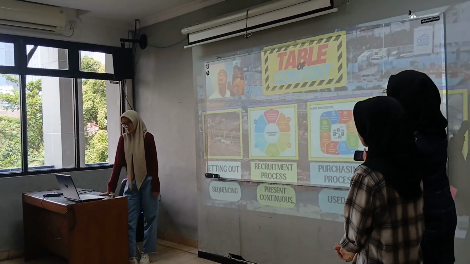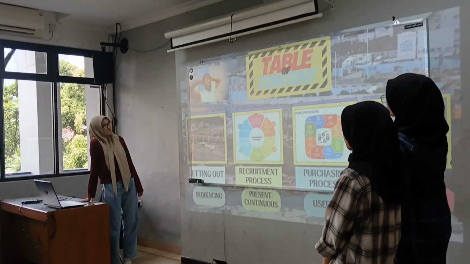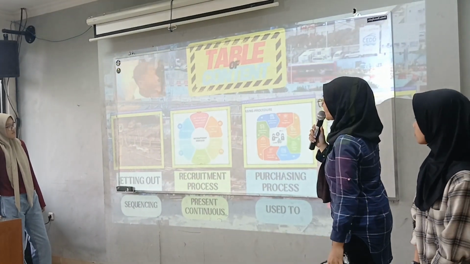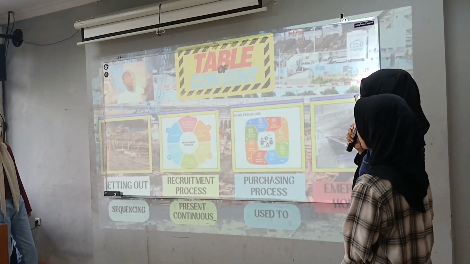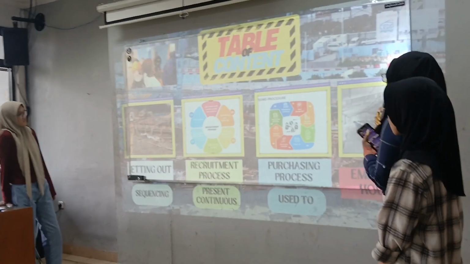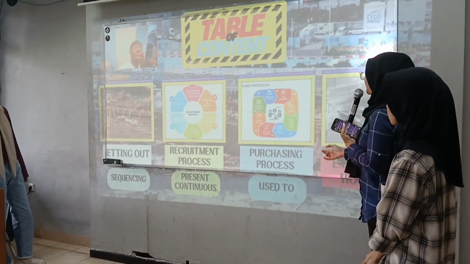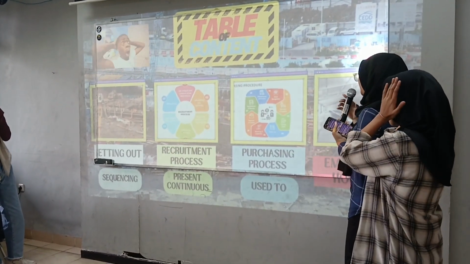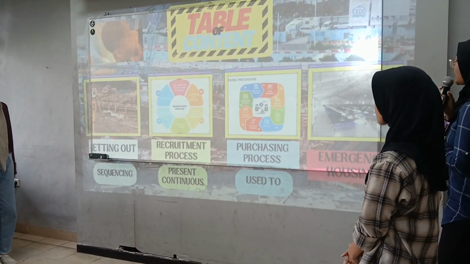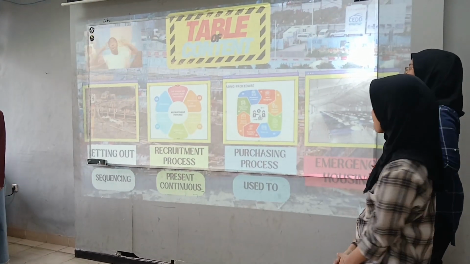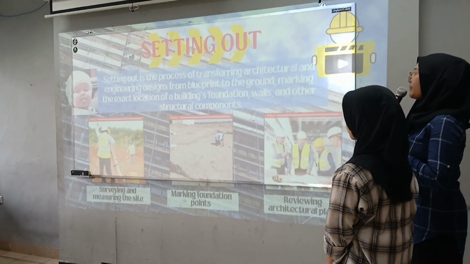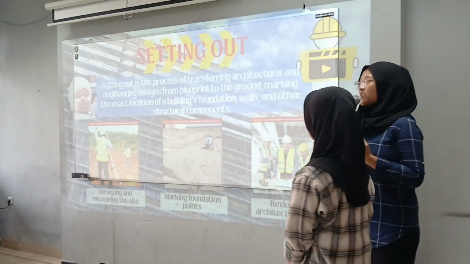Next is the table of contents. The first is setting out, and the grammar is sequencing. The second is recruitment process, and the grammar is present continuous. The third is purchasing processes, and the grammar is used to. And the last we have emergency housing. Next, Naswa Cahyarani will explain.